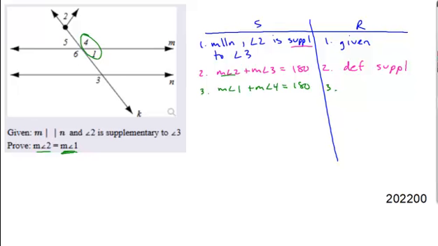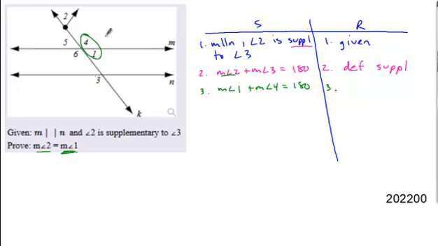Now, could I have taken angle 1 plus angle 6 equals 180? Yes. If I did that, then again, we have to relate it somehow to 3 as well. Well, 3 and 6 are equal because these are corresponding angles. What about angle 4 and 3? Are those equal? By what? Alternate exterior angles. So I could have done either of those. Okay? So it doesn't matter.